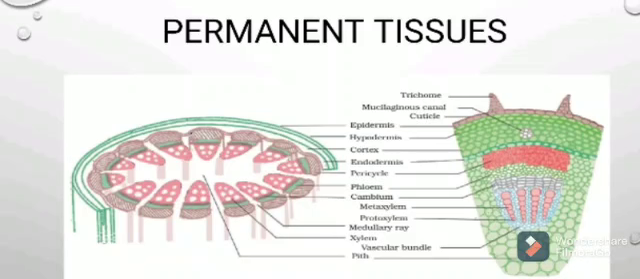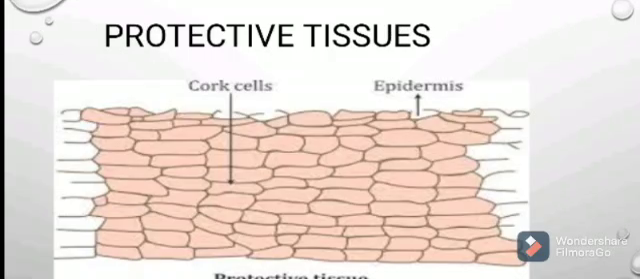These tissues can be further classified into simple permanent or complex permanent. Simple permanent tissues are made up of the same type of cells which are similar in structure and function. They include two types of tissues: protective tissues and supporting tissues. Protective tissues are primarily protective in function. They consist of epidermis and cork.